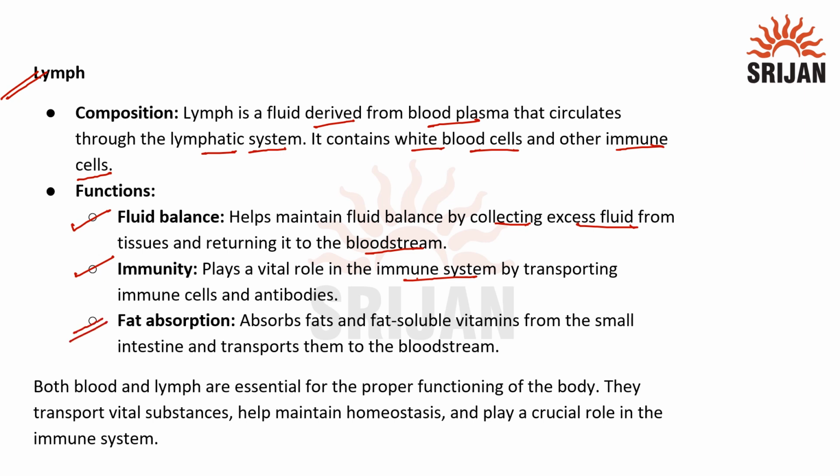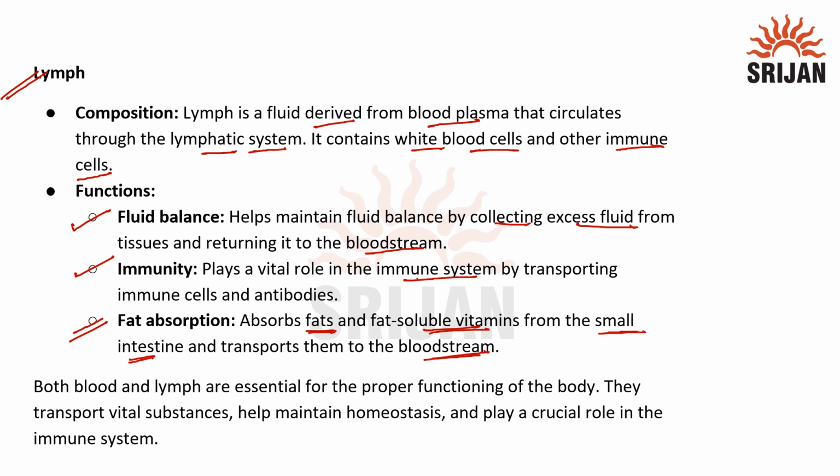The next thing is fat absorption. Fat cannot be directly absorbed into the blood in the intestine. So there are certain structures called lacteals which are going to absorb the fat, and then drain it into the lymph, which is then going to bring it back into the blood. So this is going to absorb fat and fat soluble vitamins from the small intestine and then transport them into the bloodstream.